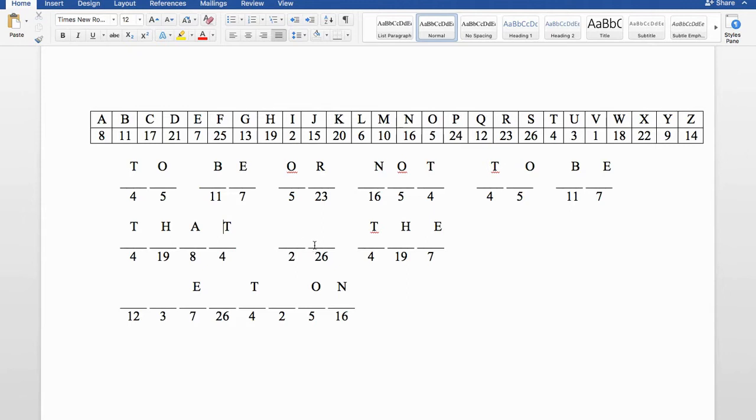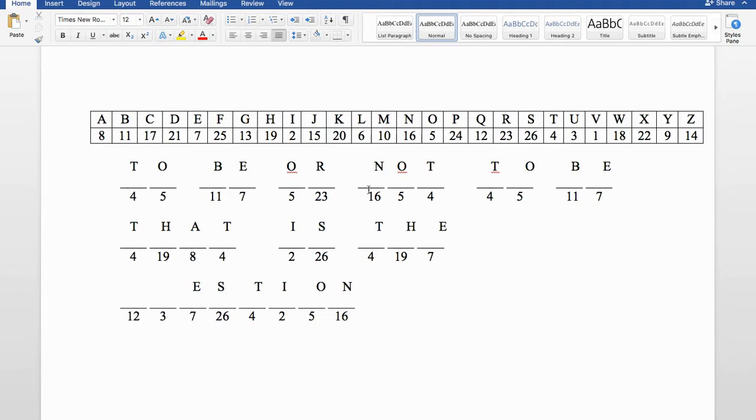So this is a two-letter word, so one has to be a vowel. So it's going to be this one or this one. But if you look up here, the 2 represents an I. So that one. There's that one. The 26 here, if you look on it, it's an S. So we got an S. 26 right here is an S.